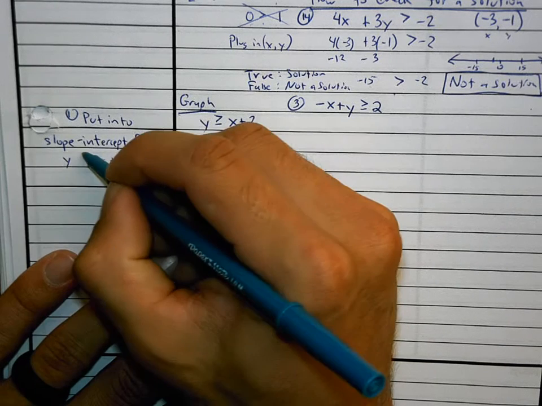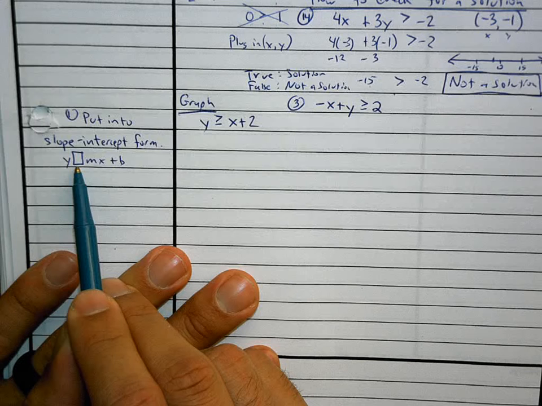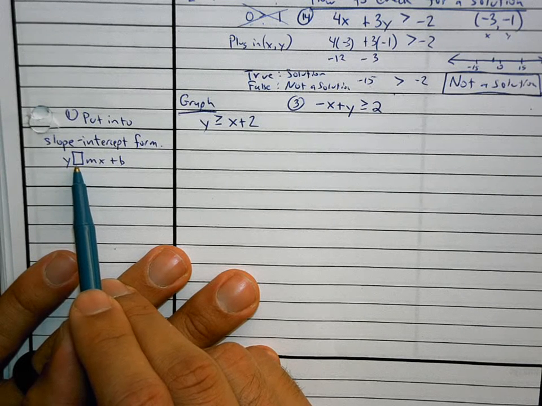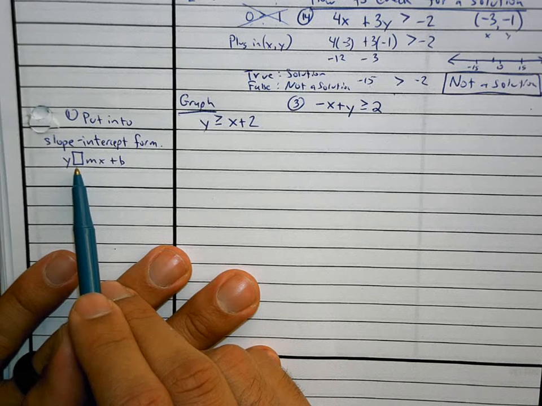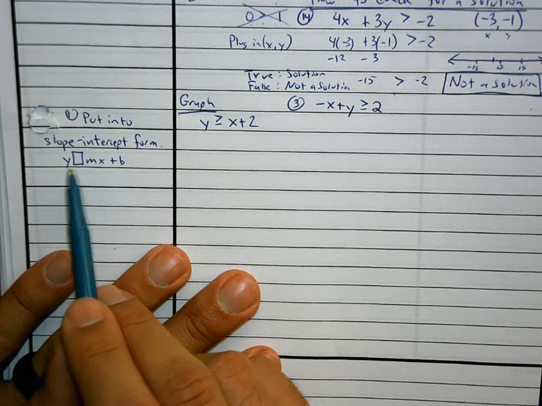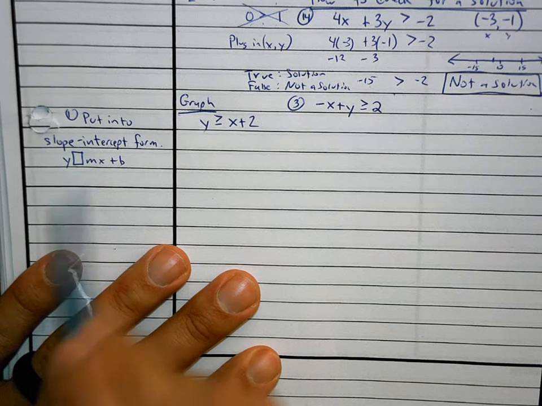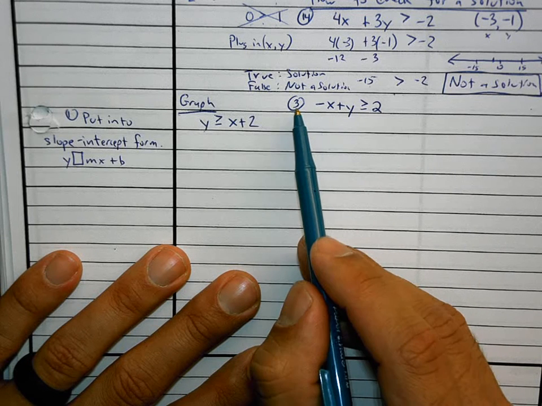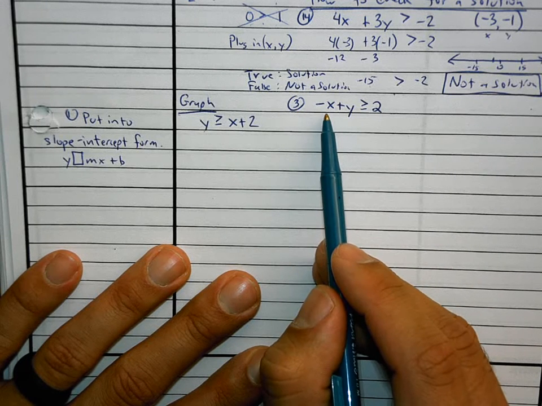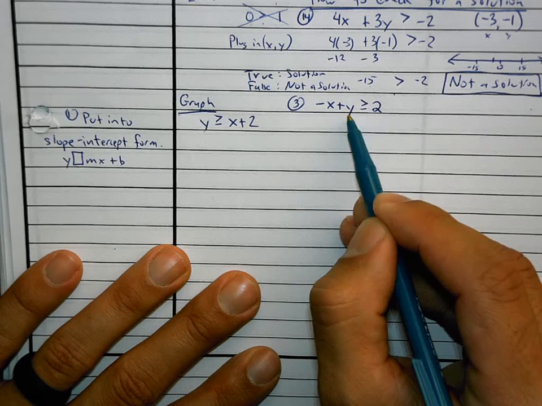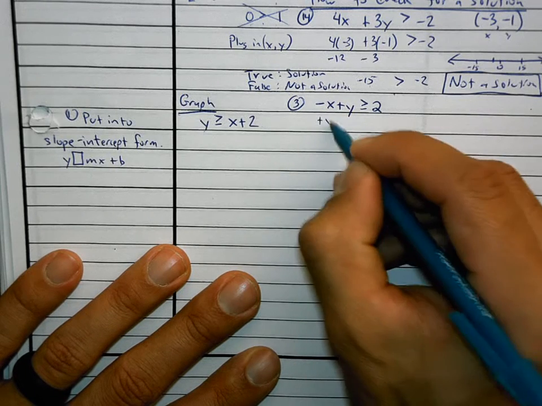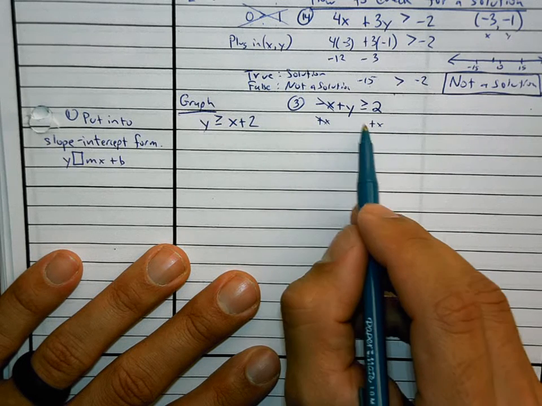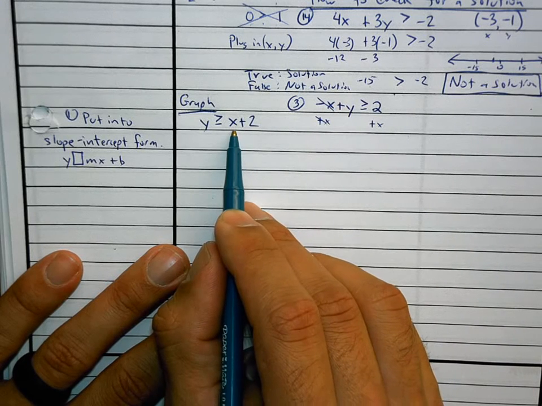There will be some sort of inequality here instead. It's not always going to be an equals, okay? It might be a less than, it might be a greater than, it might be a less than or equal to, it might be a greater than or equal to. But we're going to put it into this form where the y is on the one side and the mx plus b is on the other. So for number 3, when we're working on this, the first thing I need to do is, I don't have the y by itself. So sometimes you're going to have to add x to the other side to get it to be y is greater than or equal to x plus 2, which is what this is. That's step 1.